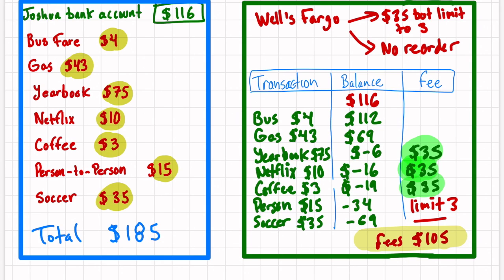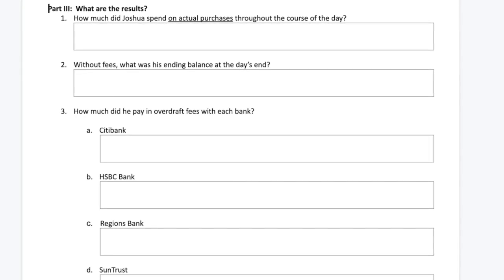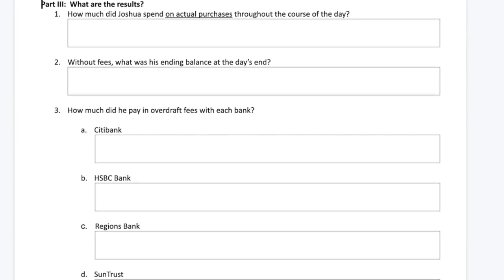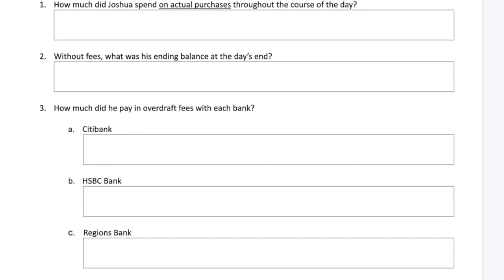Alright, so now it's your turn to try the calculations for the other banks. Just keep in mind that for some banks you don't have to reorganize the transactions from highest to lowest. And for some banks you also don't pay fees when you use your debit card, even if you don't have enough money, or when you use your ATM. So be careful with the check marks when you look at the charts.